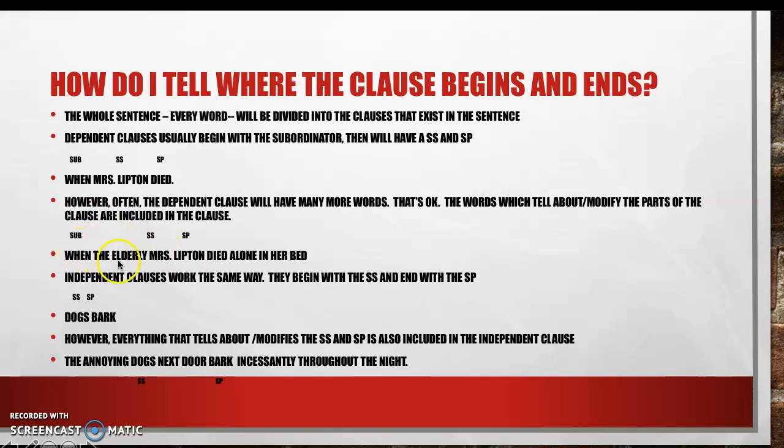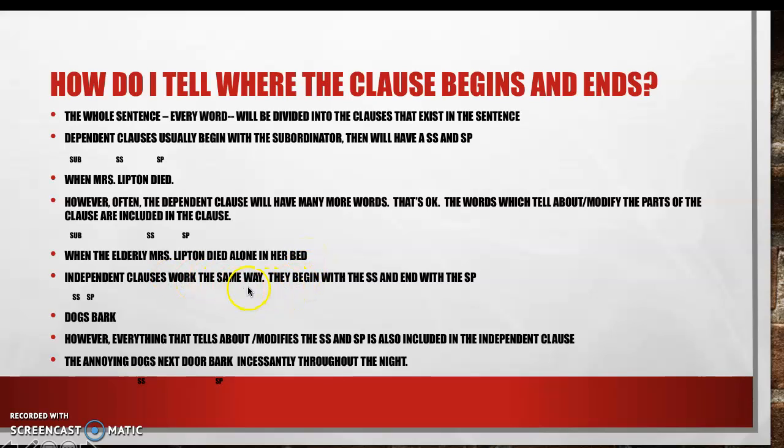Okay, but we've got a whole bunch of other stuff mixed in. Does that change the fact that this is a dependent clause? No, but we can tell that the and elderly tell about Mrs. Lipton. Alone tells how she died. In her bed tells where she died. So all of these things modify or tell about the essential elements of this dependent clause. They either tell about the subject or they tell about the predicate. So all of these things would be in the dependent clause.